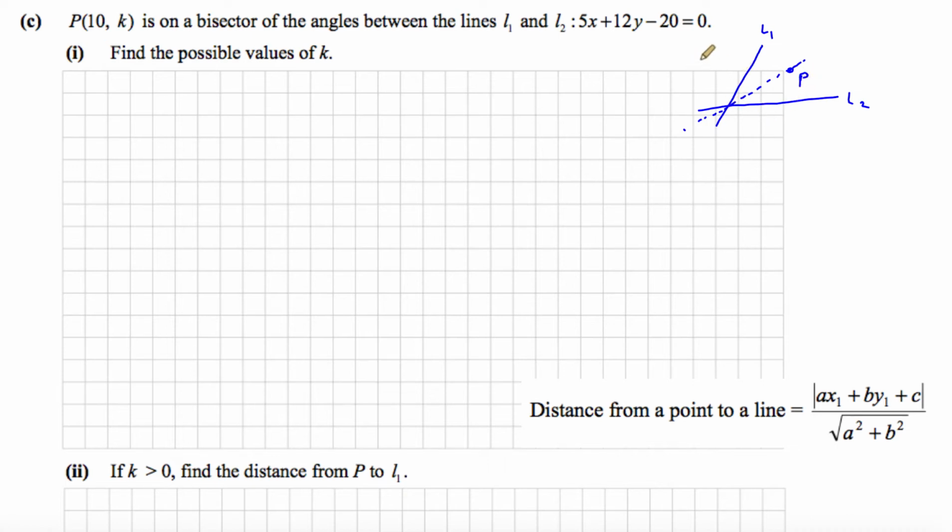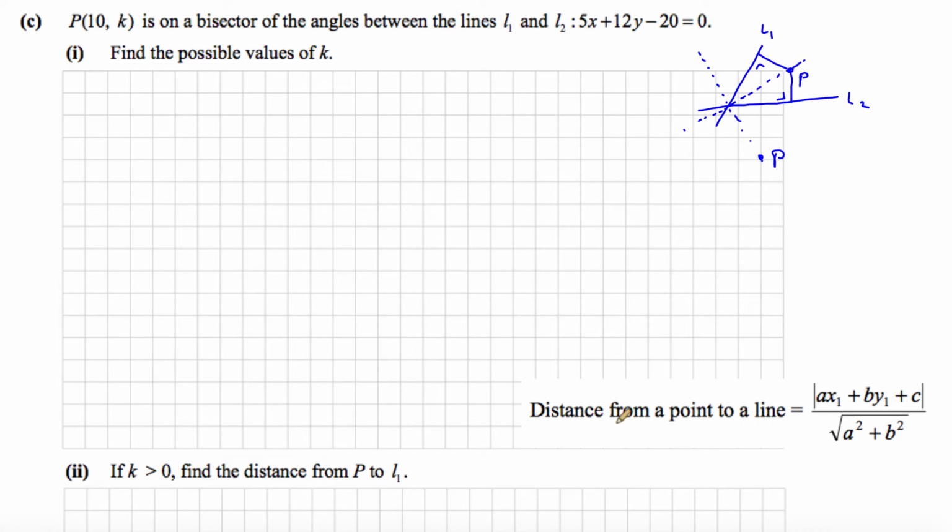Or indeed, it could be somewhere on this line here as well, which would also bisect the angles. And again, it could be above or below here, but just visually to represent what we're thinking. So if the point is on a bisector, that means it's equidistant. Its distance to this line would be the same as its perpendicular distance to the other line.